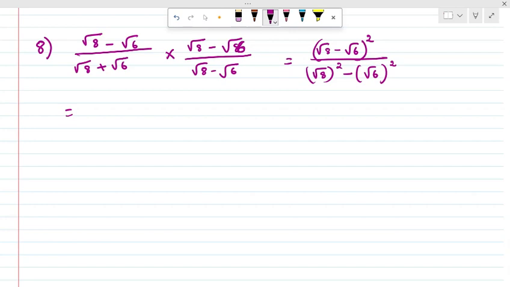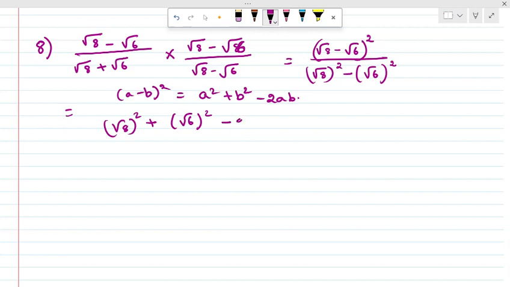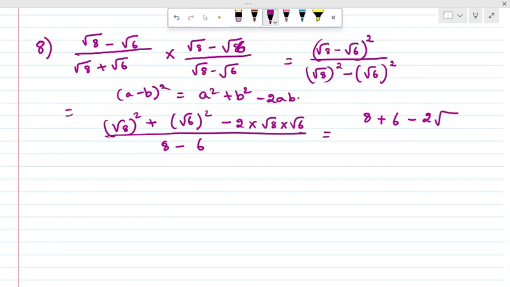How to do that? Up it is a minus b the whole square. A minus b the whole square is a square plus b square minus 2ab. Here a is root 8 and b is root 6. That means root 8 the whole square plus root 6 the whole square minus 2 into root 8 into root 6. This is numerator divided by root 8 the whole square is 8 minus root 6 the whole square is 6. Now, root 8 the whole square is 8 plus root 6 the whole square is 6 minus 2 into root of root 8 into root 6 is root 48. The whole divided by 8 minus 6.